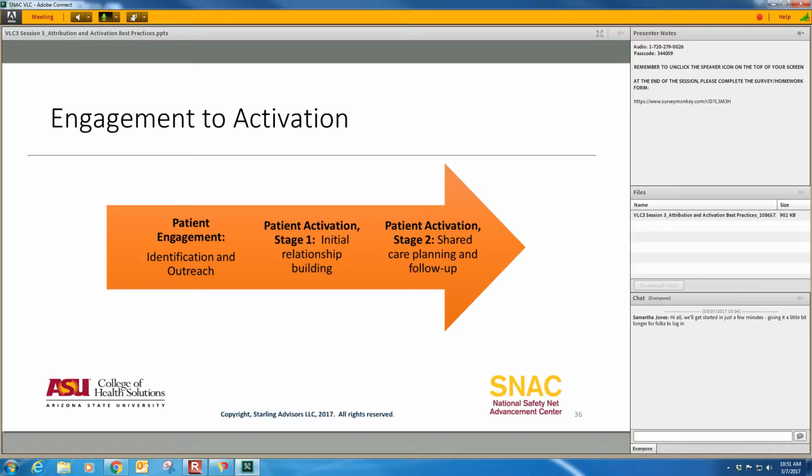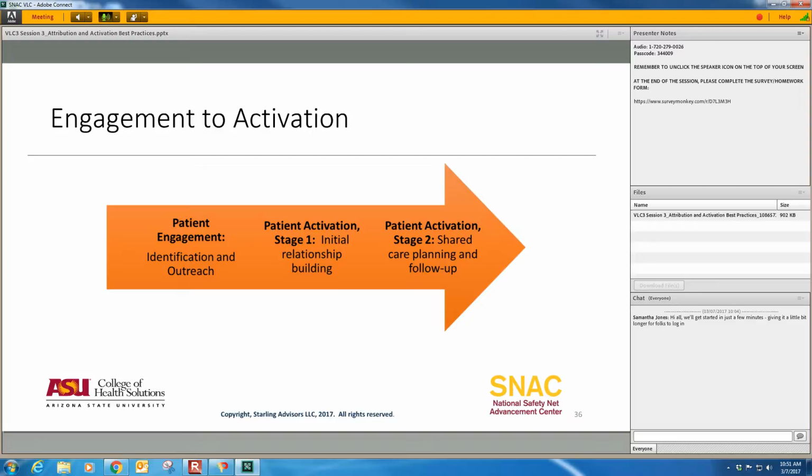So it's really about identifying who your patient population should be, and then proactive outreach to engage those patients in coming into your practice. Whereas patient activation is less about engaging a population, pulling those folks into care, and more about how you build the relationship and empower patients to be active within their own healthcare.